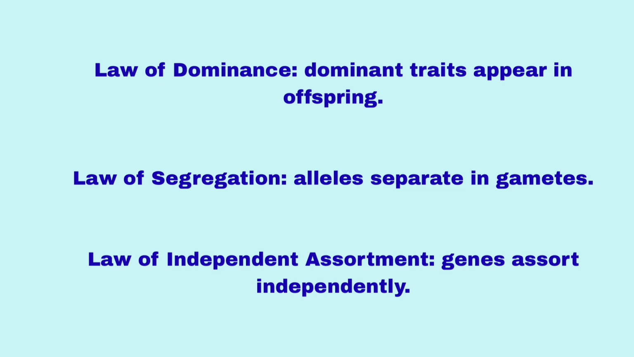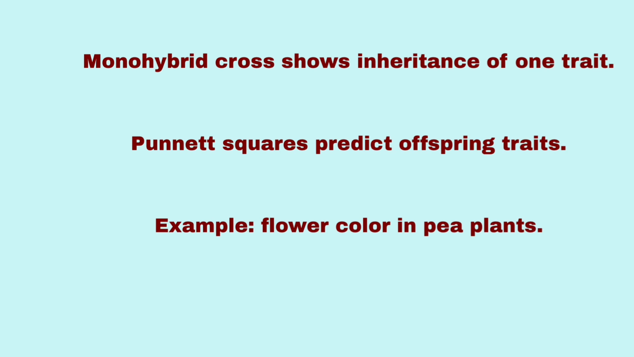Law of segregation. During formation of sex cells, the two forms of a character separate, so each sex cell carries only one form. After fertilization, they come together again. Law of independent assortment. Different characters are passed to the next generation independently of each other. One character does not affect the inheritance of the other.